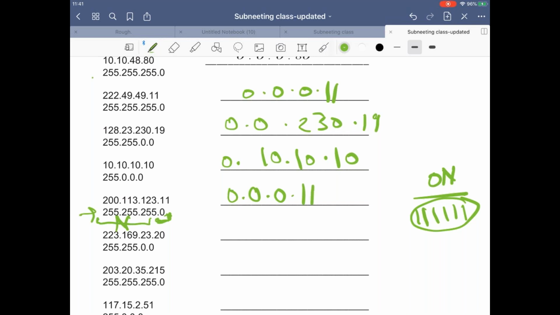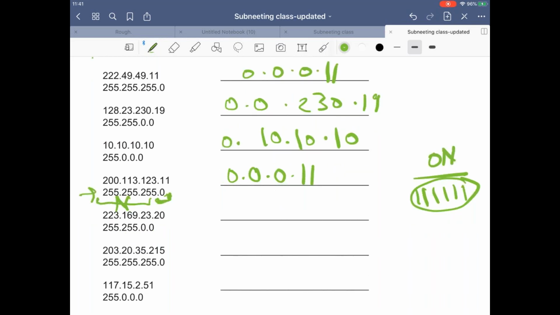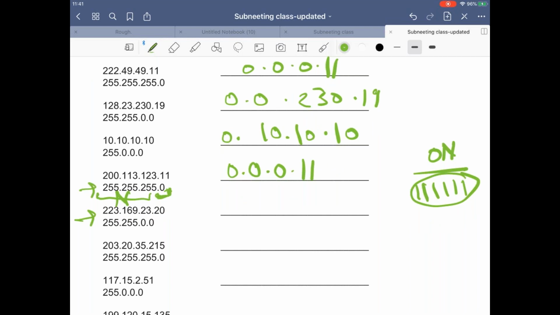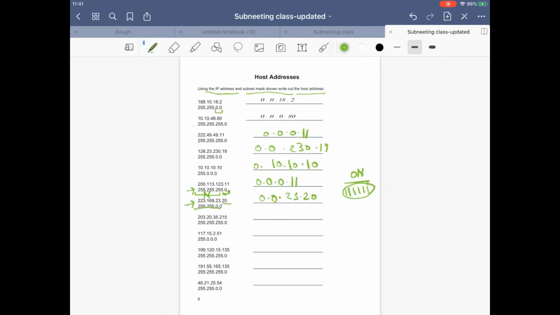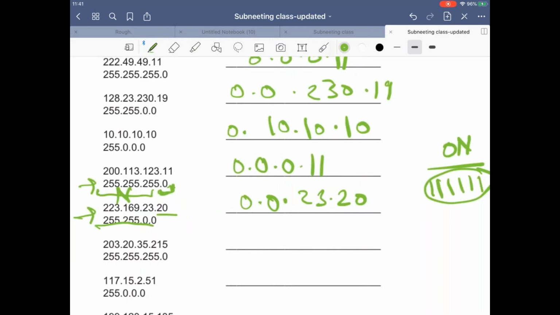The last one also. Here the host portion will be 0.0.23.20. Correct, because the first two octets are 1, so the last two will be 23.20. Now we will see this one also.